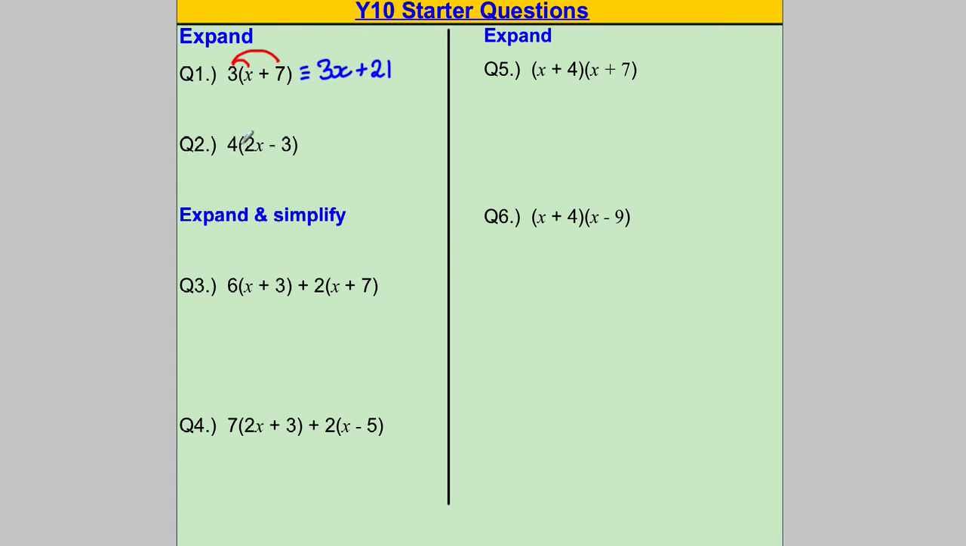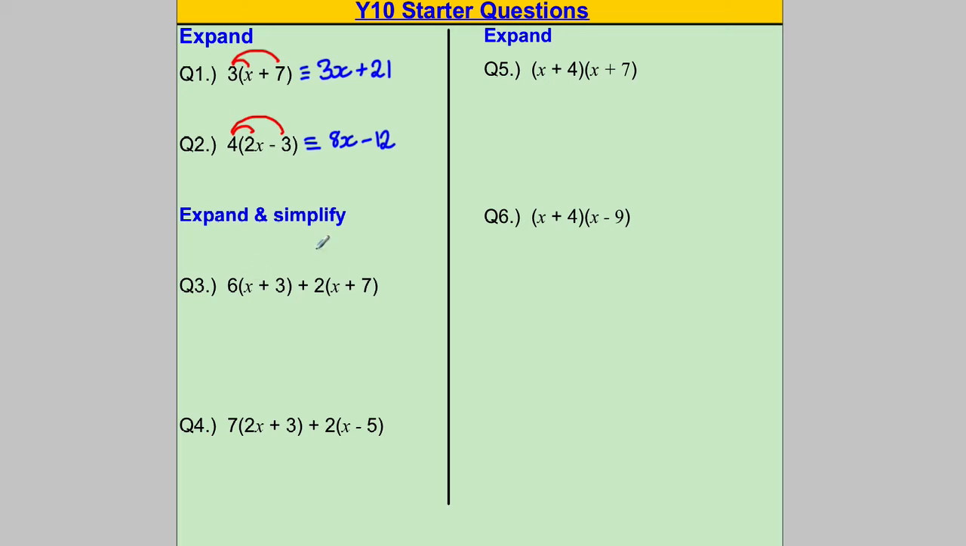Okay, let's expand the following. So we're going to do 4 multiplied by 2x, and we're going to do 4 multiplied by negative 3. So we're going to use the identity symbol again. 4 multiplied by 2x is going to be equal to 8x, and 4 multiplied by 3 is 12, so 4 multiplied by negative 3 is negative 12. Okay?